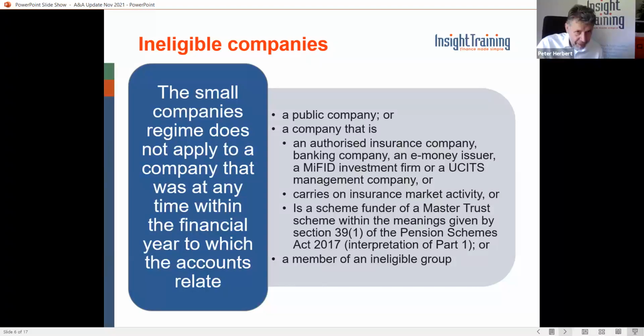Remember that we're not talking necessarily there about a traded public company, but any company which is a PLC. And yes, if you're a PLC, you cannot apply the small company regime. You cannot apply the medium-sized company regime. You've got to apply full FRS as it would apply to large companies.